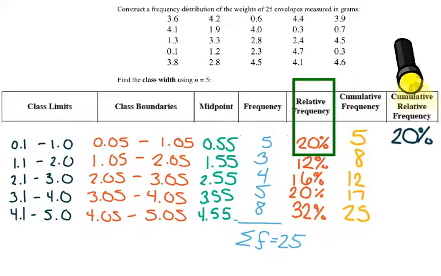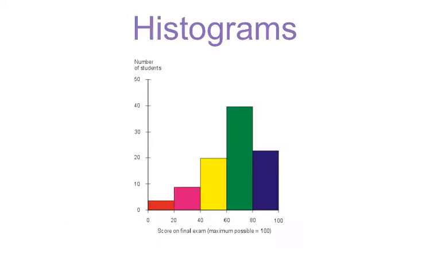Now, the cumulative relative frequency works the same way, except instead of using the frequencies, we're going to use the percentages, the relative frequencies. So again, 20% of the values fall below 1. A total of 32% of the values fall below 2, and so on.